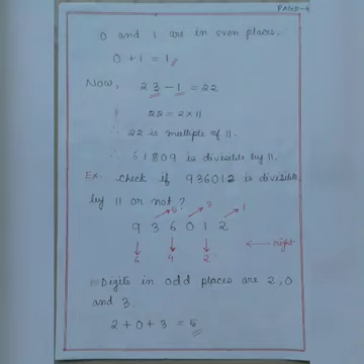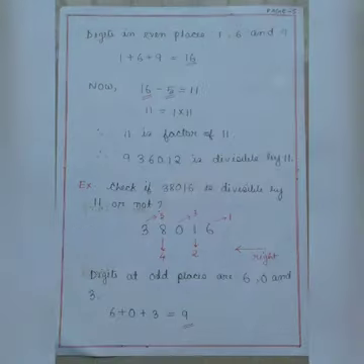Now I shall separate the digits which are in even position and which are in odd position. In odd position, that is in first position, third position and fifth position, we have the digits 2, 0 and 3. Now let us add these 3 digits, 2 plus 0 plus 3, which is equal to 5. Now digits in even places are 1, 6 and 9. Now we shall add all the digits 1 plus 6 plus 9, which is equal to 16.